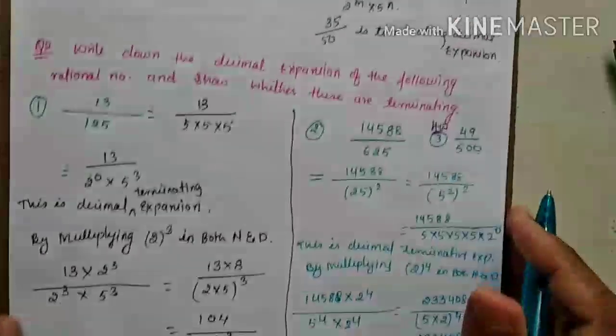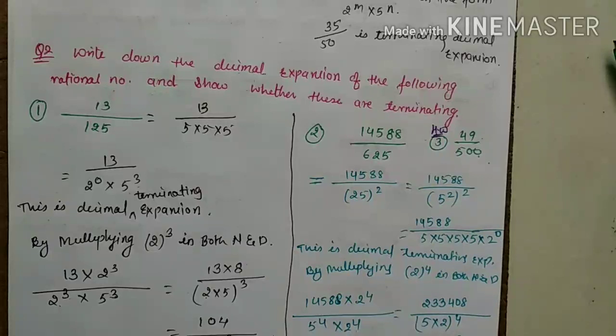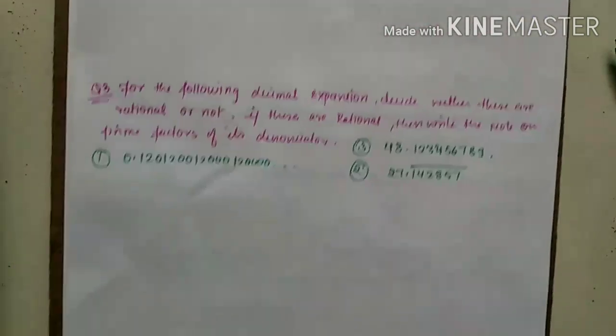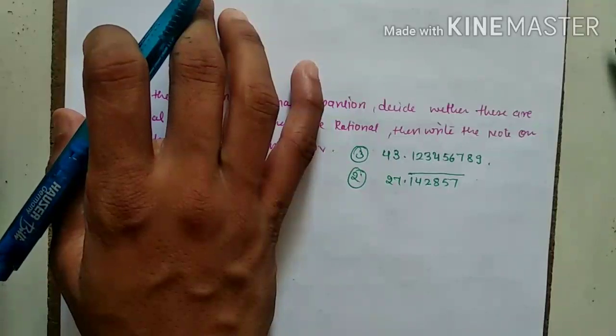Third question I am giving as homework. Just try 49 by 500. Very easy. In the same way you have to try it. Just apply it. Okay, now come to the next. This is the space remaining for the third question. I will give you the solution next.